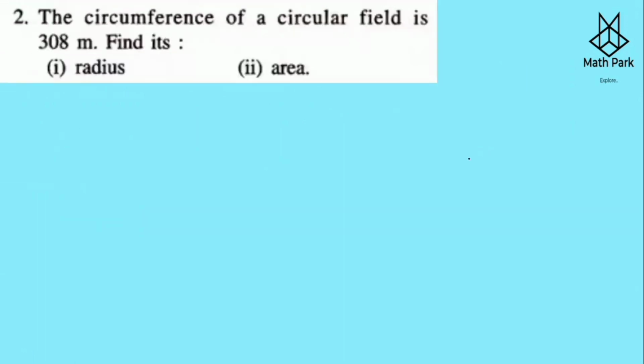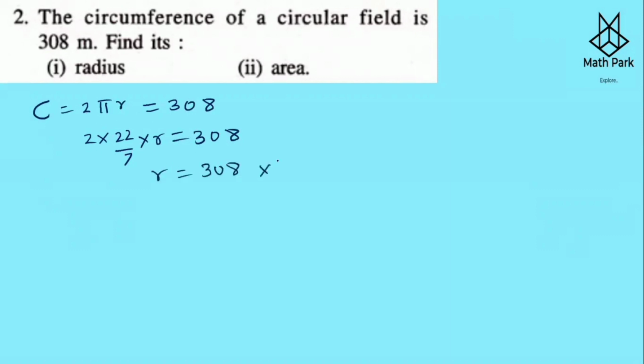Moving to question number 2. The circumference of a circular field is given as 308 meter. Find its radius. Now circumference is given. So what is circumference? When the radius is given, we use the formula 2 pi r, which is given as 308 meters. So value of pi, we have 2 into 22 by 7 into r is equal to 308. Shift this all that side, you get r is equal to 308 into 7, and this 2 times 22 is going to come down.